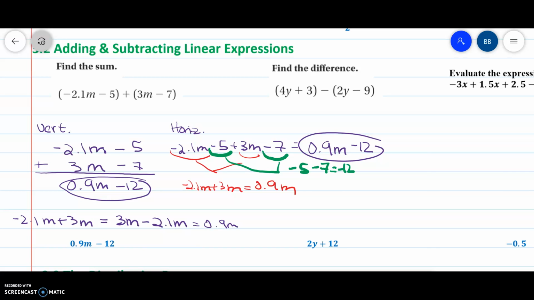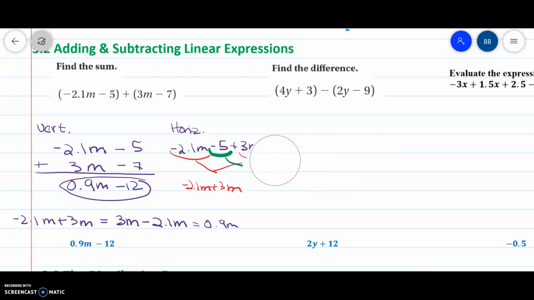All right, I'm going to move on to the next one now. So I'm just going to erase some of this work that's in our way here. So you can use the horizontal or the vertical method when you're finding the difference as well. Finding the difference means subtraction. So we're paying attention to that negative sign right there because that's important. So why don't we try the horizontal method on this one?